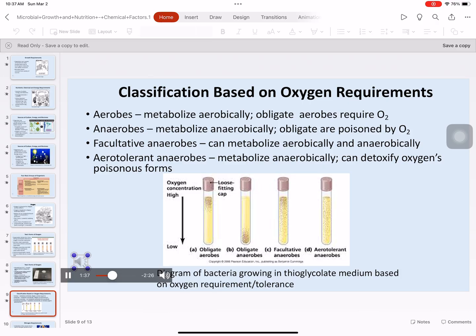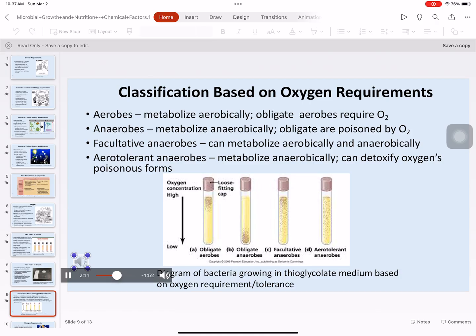They would do the equivalent of us drowning. Now, anaerobes metabolize anaerobically, and obligate anaerobes are actually poisoned by oxygen. So looking again at our figure, we're looking at panel B, and now obligate anaerobes can only grow at the bottom of our thioglycolate tube.